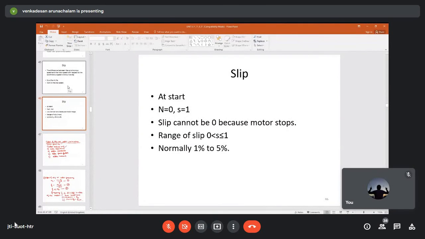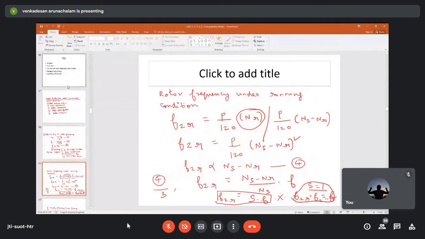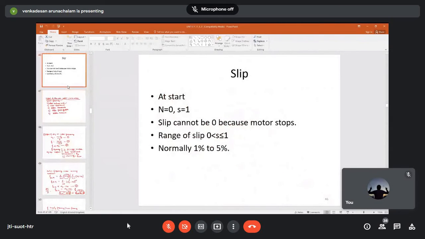The slides are visible. It is moving now. Yes.